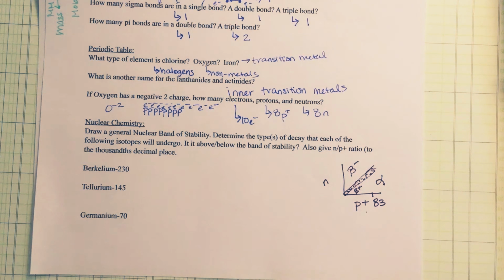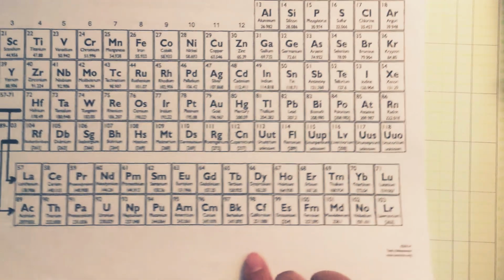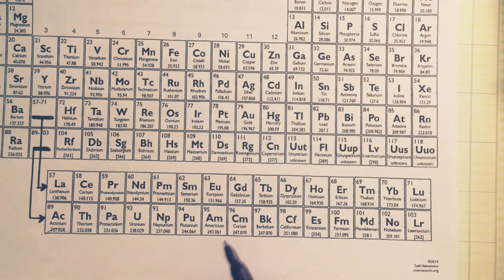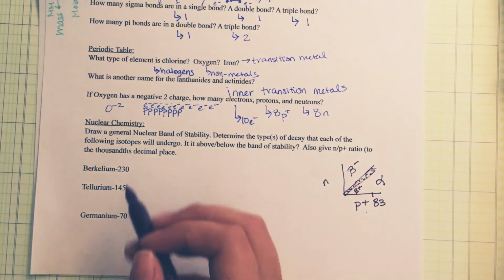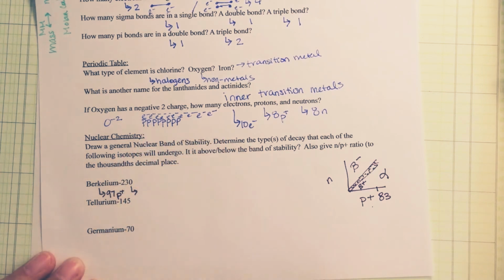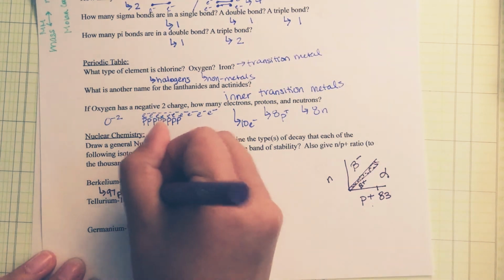So now let's determine the types of decay that each of the following isotopes will undergo, and whether or not it's above or below the band of stability. We can also find the neutron to proton ratio, and we're going to do that to the thousandth decimal place. So let's look at berkelium. It was discovered, I believe, at UC Berkeley. There we have berkelium. So we know that this has 97 protons. Using this 230, we also know it has 133 neutrons.